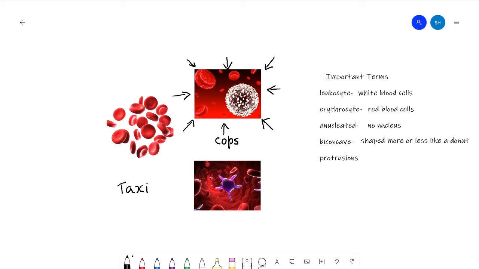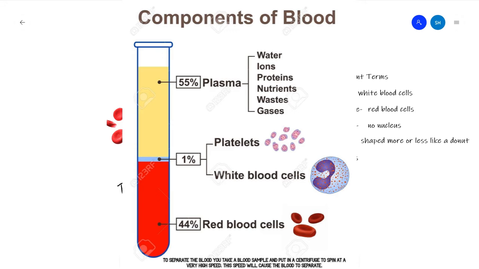White blood cells have a nucleus. Also, there are different types of white blood cells, and they're specialized to fight different types of bacteria, viruses, fungi, etc. That was the white blood cells for you guys. Now, let's talk about the platelets.